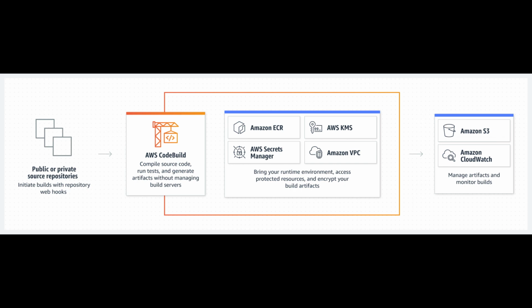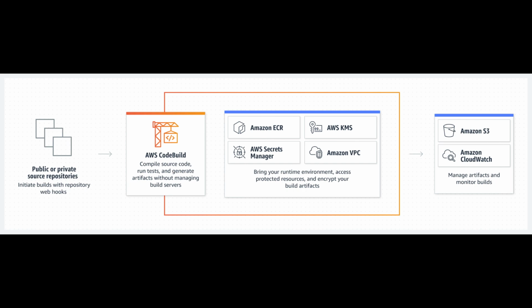AWS CodeBuild is a fully managed build service in the cloud. CodeBuild compiles your source code, runs unit tests, and produces artifacts that are ready to deploy. CodeBuild eliminates the need to provision, manage, and scale your own build servers. It provides prepackaged build environments for popular programming languages and build tools such as Apache Maven, Gradle, and more. You can also customize build environments in CodeBuild to use your own build tools.